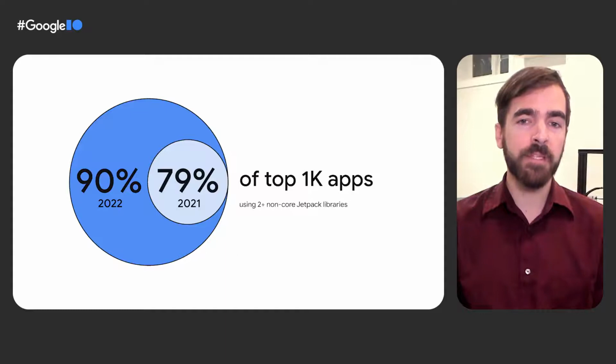Most apps are already using Jetpack's core libraries for basic functionality, but adoption of optional libraries like Room and WorkManager has continued to grow. Last year, over 3/4 of the top 1,000 apps relied on 2 or more non-core Jetpack libraries. And today, over 90% of the top 1,000 apps rely on Jetpack to address common pain points and make development easier.